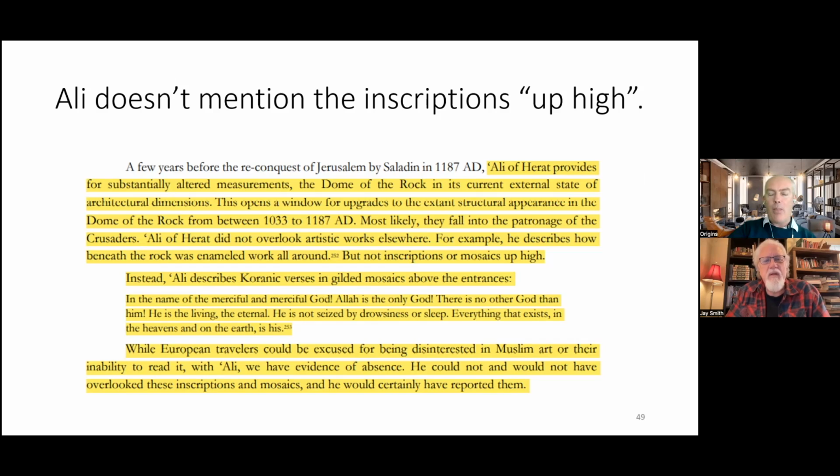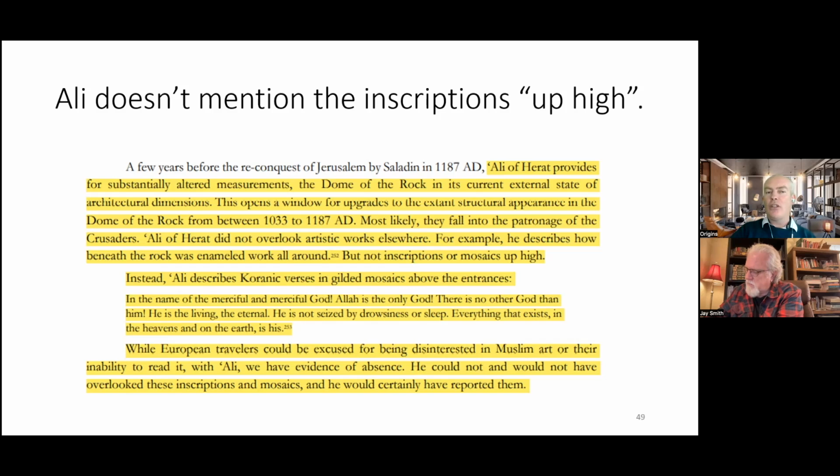We're talking about 1187, late 12th century, but they're not in the place they should be. They're over the domes, the doors. Yeah, they're just above the entrances. So it's the first attempt to include Quranic verses.